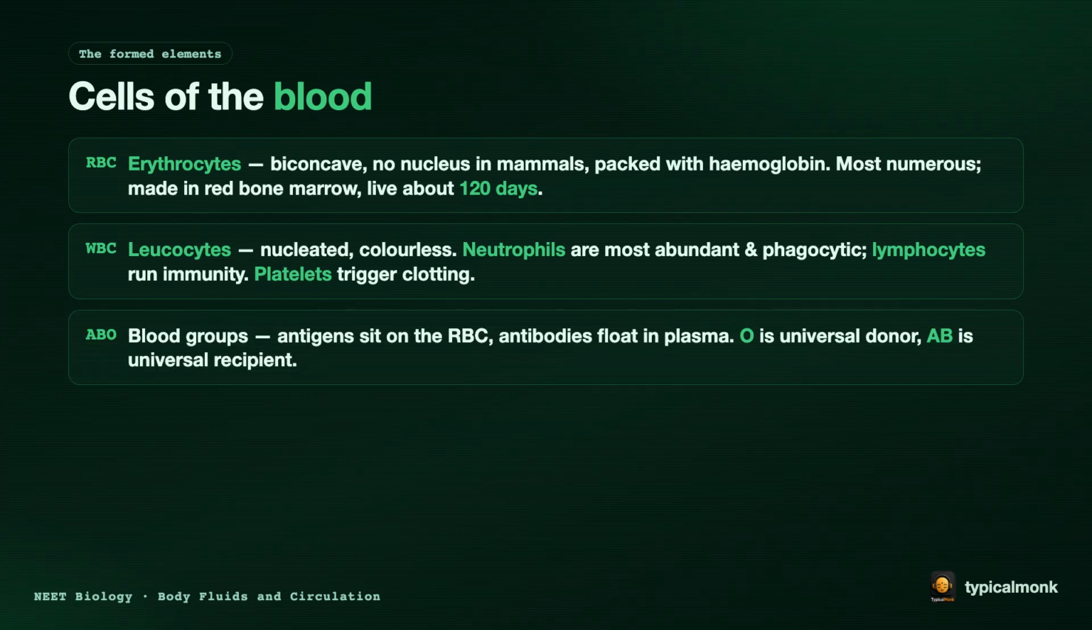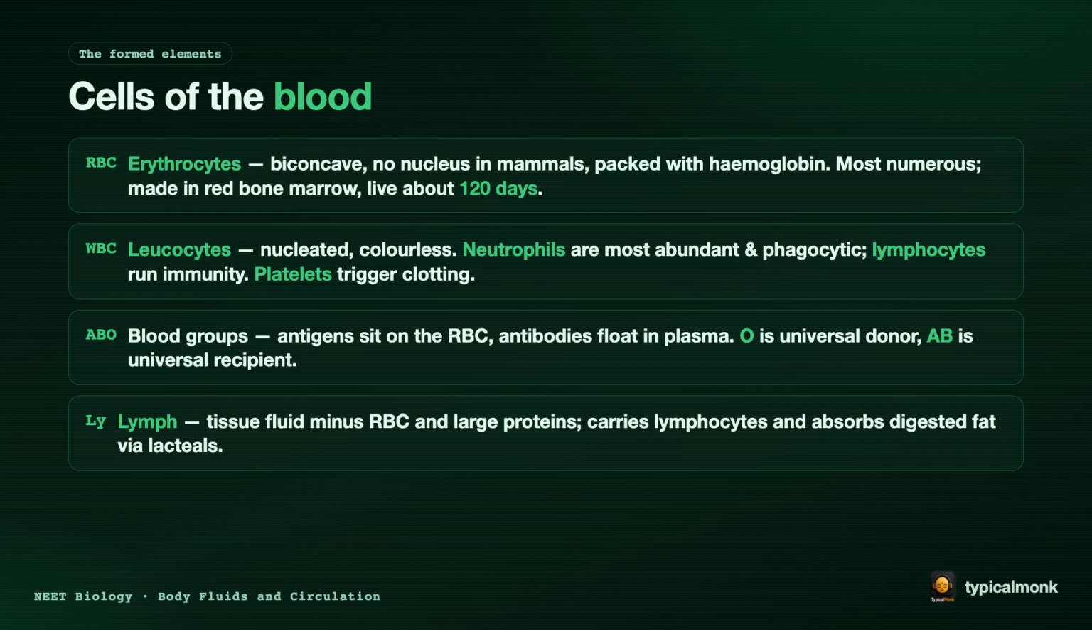ABO blood groups. Antigens sit on the surface of the RBC, and antibodies float in the plasma. O is the universal donor, AB is the universal recipient. Lymph, that is tissue fluid without RBC and large proteins. It carries lymphocytes and absorbs digested fat through the lacteals.